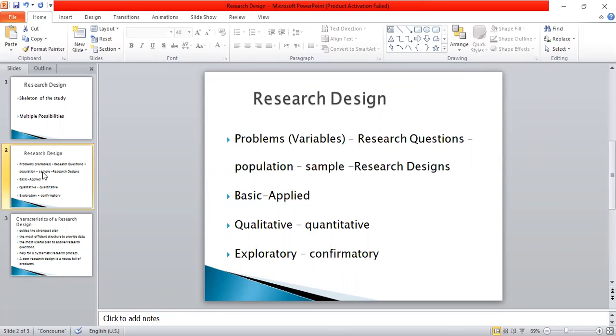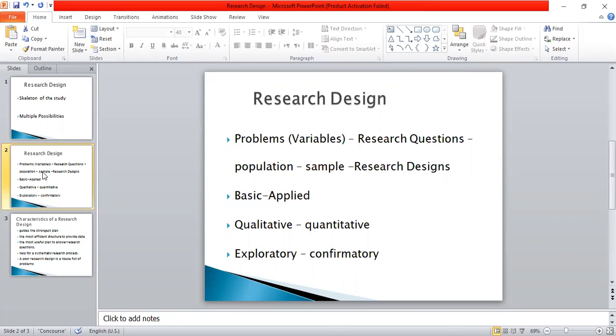So as you know, broadly speaking, if we divide research design, there are many possibilities. The major three possibilities are, first, basic and applied. The basic design of research is more of a theoretical or hypothetical nature. But as far as the applied one is concerned, it is of a practical nature. I mean, it is related to the solution of some kind of problems.